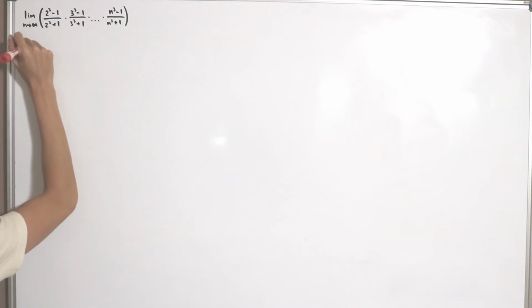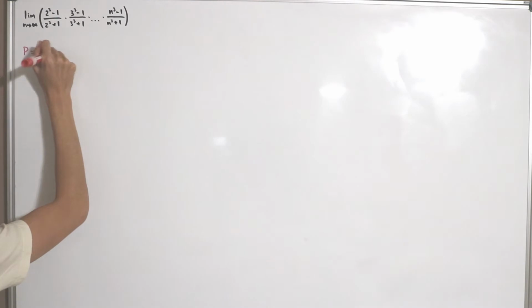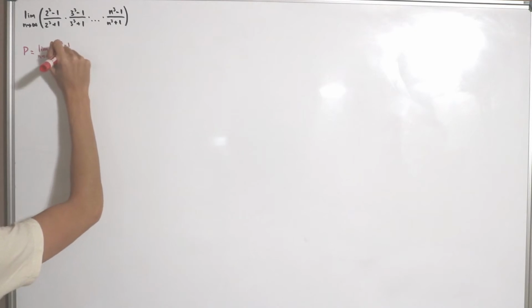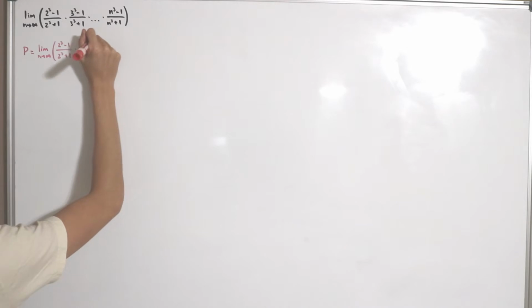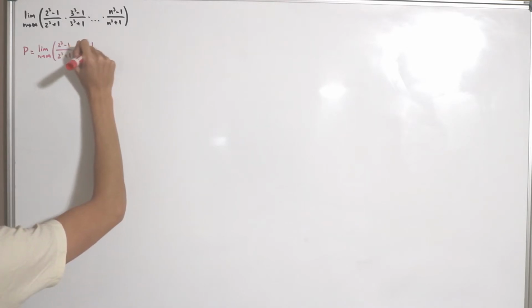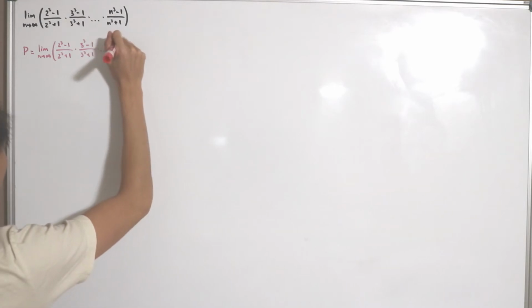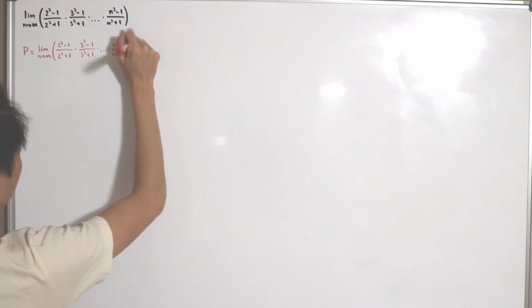So let P equal this limit here. I'm just rewriting our given. So this is (2 cubed minus 1) over (2 cubed plus 1), multiplied by (3 cubed minus 1) divided by (3 cubed plus 1), and so forth up to (n cubed minus 1) divided by (n cubed plus 1).